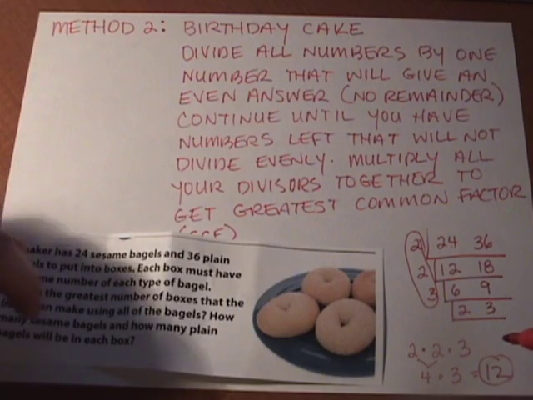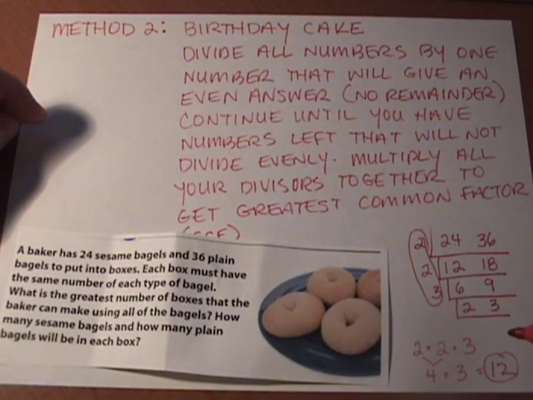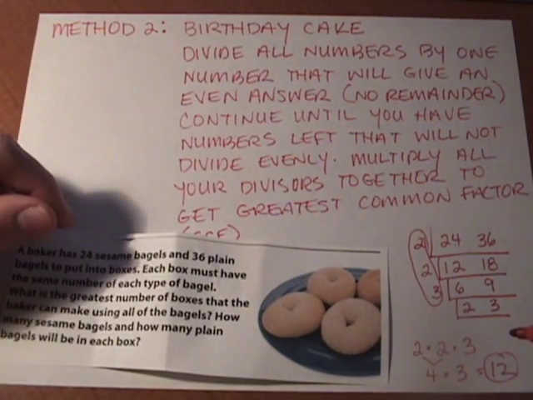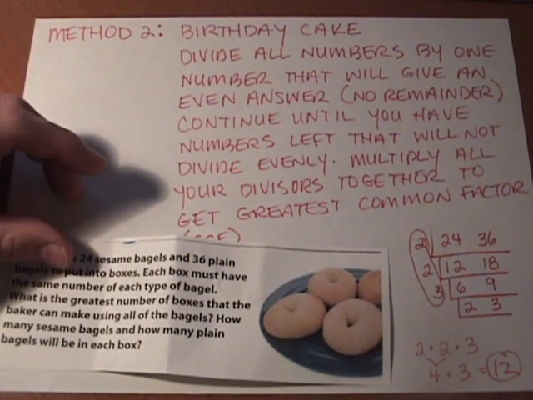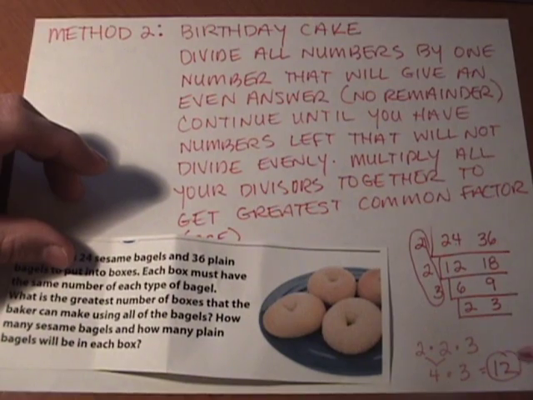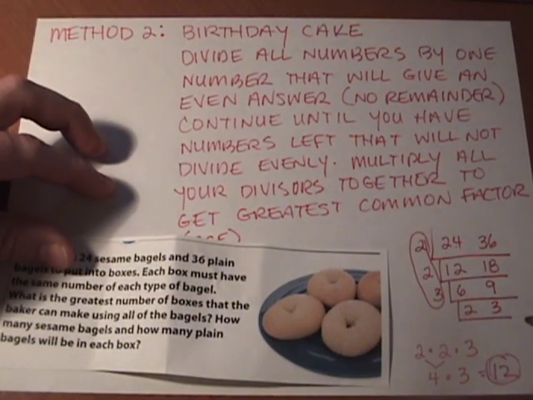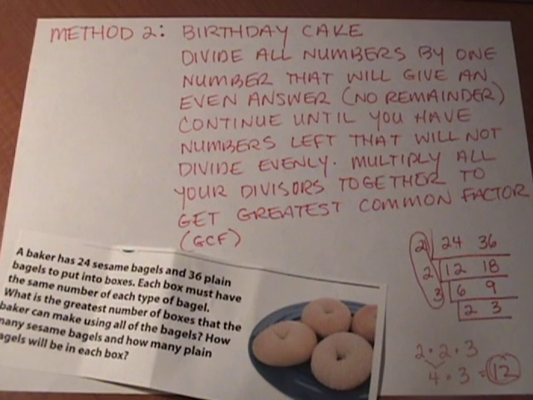Okay, you would still have to go back and answer this other part where it asks you how many bagels are you going to get in each box. And you're still going to get the 5 bagels, the 2 sesame and the 3 plain. None of that changes. You just follow the same steps. So that is the 2 methods that you can use to find the greatest common factor.